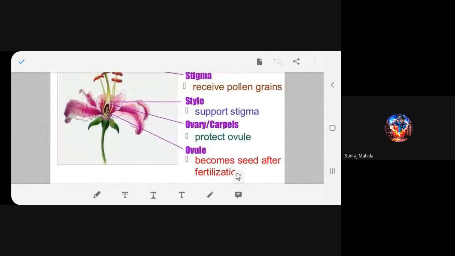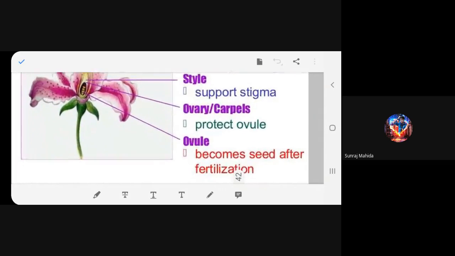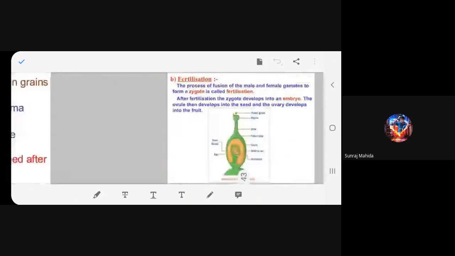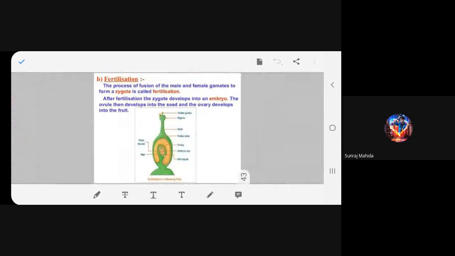Inside there is the ovule. That is the ovule. So what does it become? It becomes a seed after fertilization. Hope you have understood this nicely, because many times I have repeated, many times I have repeated. So I think things are very clear now.